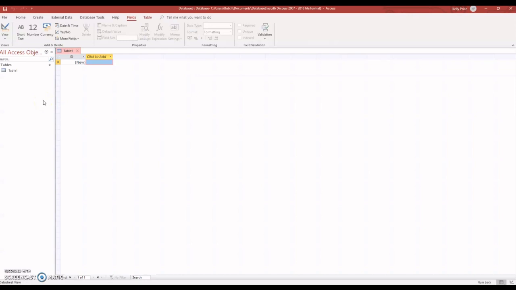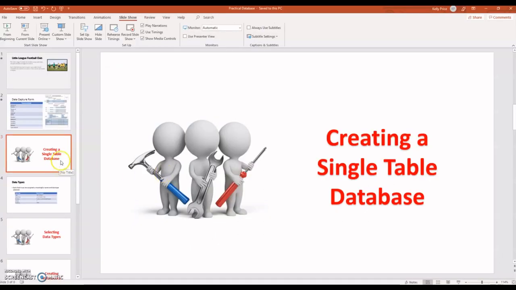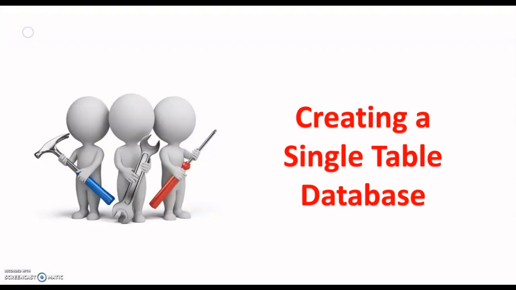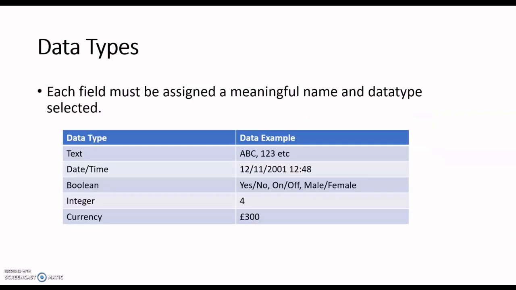You can see Access automatically makes our tables. So we've got a single table here, but obviously this can be filled up with tables. There could be many tables all relating to each other. So firstly, what we're going to look at is data types. Here we are, data types.